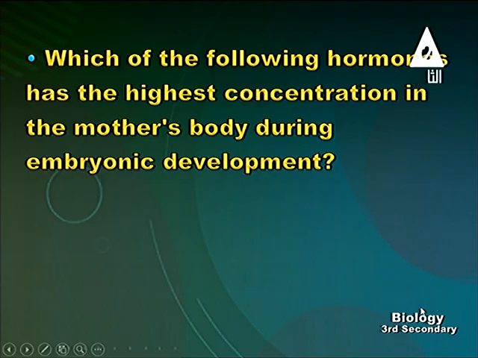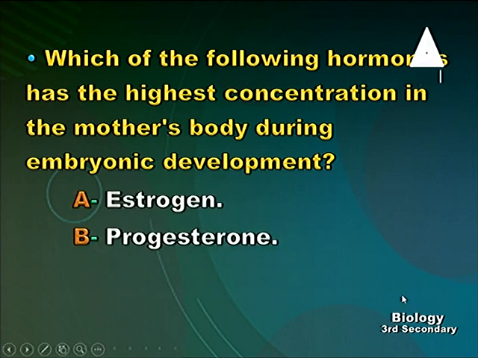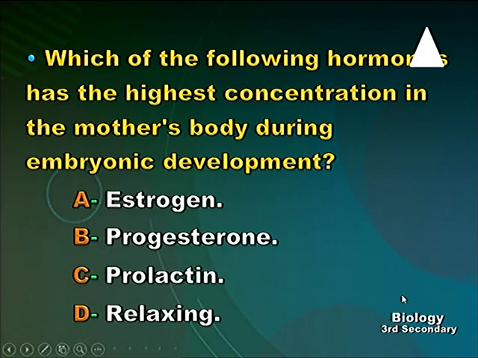Which of the following hormones has the highest concentration in the mother's body during embryonic development? Estrogen, progesterone, prolactin, or relaxin? Of course, the hormone which has the highest concentration in the mother's body during embryonic development, or during the period of pregnancy, is progesterone. So the answer will be progesterone.